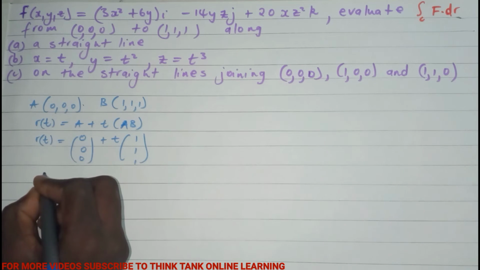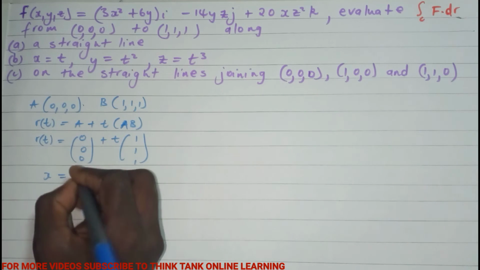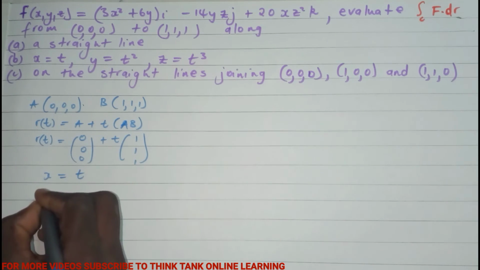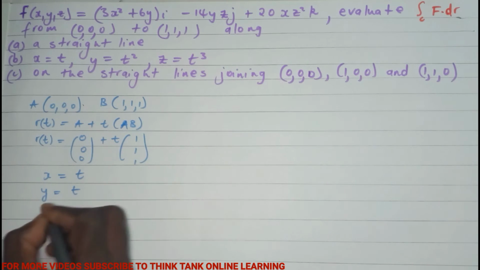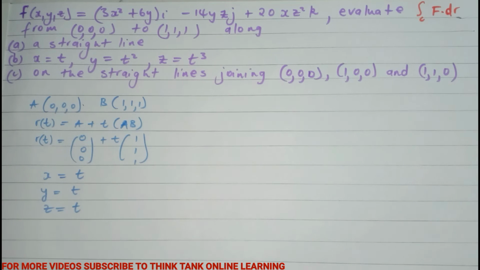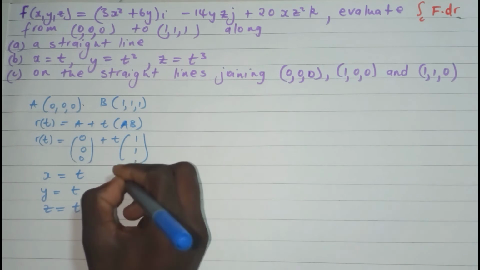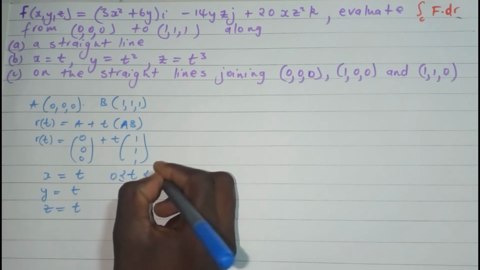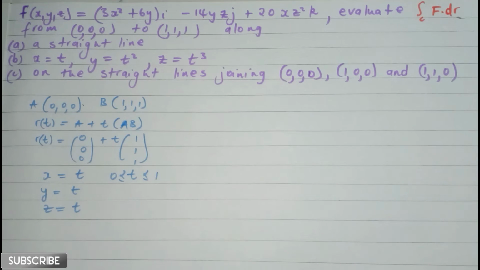So it is now clear that x equals 0 plus 1t, which is equal to t, and y is equal to t, and z is equal to t. The limits for t are that t ranges from 0 to 1.